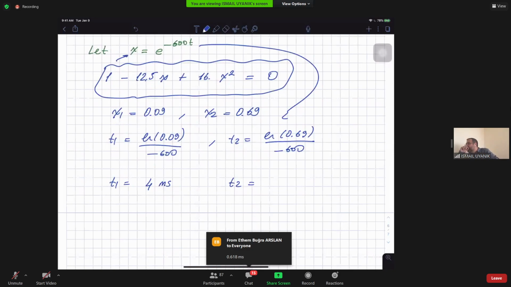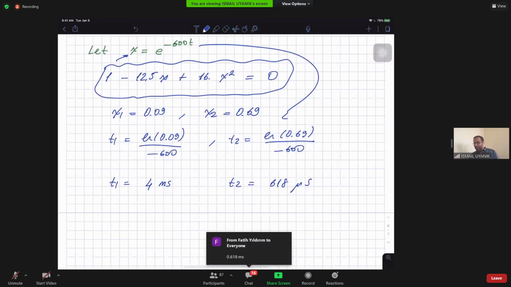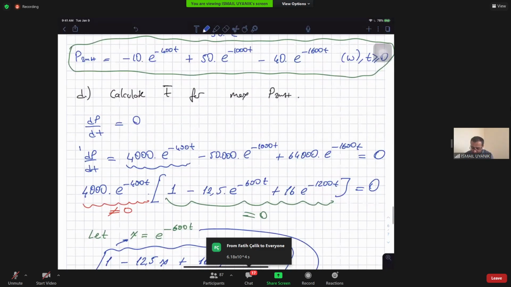Someone says T2 is 618 microseconds. Wait a second. I will just say US, like that, where U is micro. Or I can just say micro S. Okay, so these are two time instants where the derivative of this power equation will be 0.